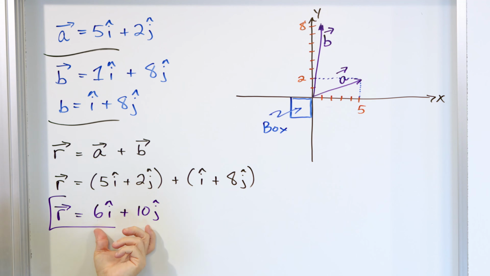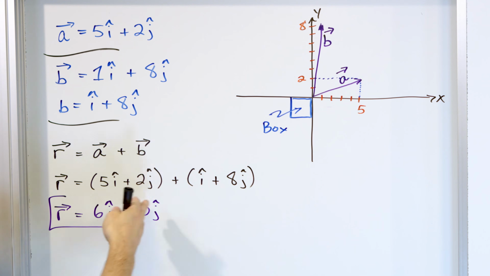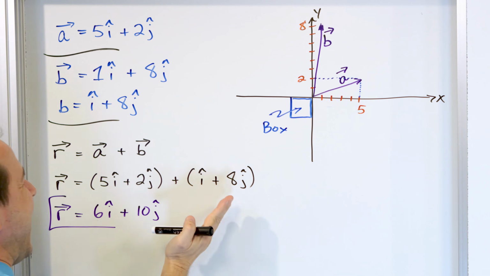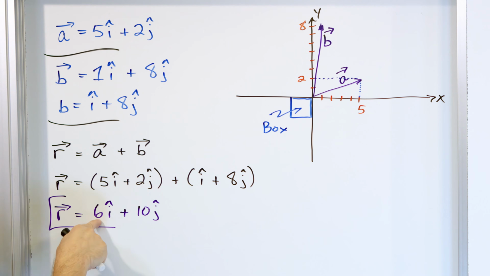This is the vector. Now, I need to remind you that any vector, whether it's written as a unit vector or just in terms of components, you can convert it back to magnitude and angle. This has an x component of 6. This has a y component of 10. If I wanted you to, how would you convert this to find its magnitude and its angle?